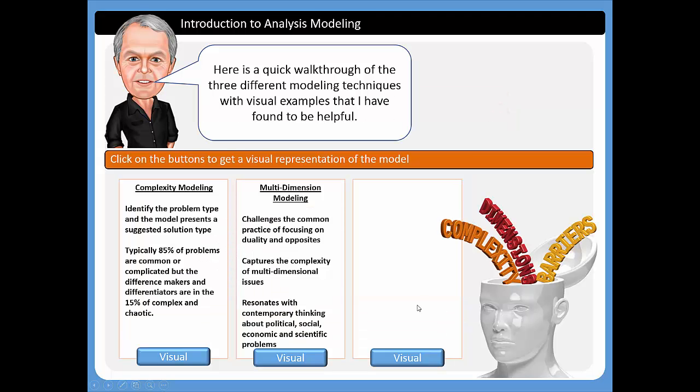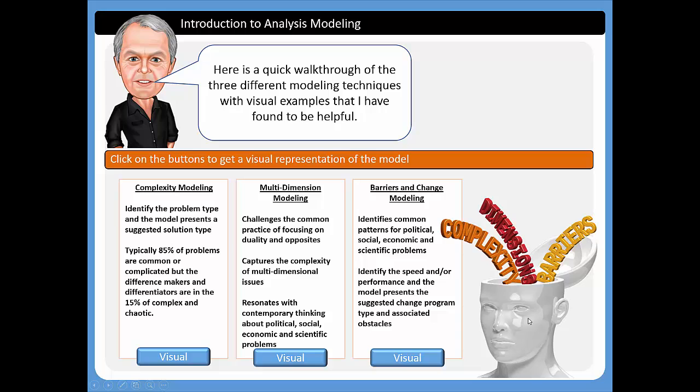The last one we're going to talk about is barriers and change modeling. This identifies common patterns for political, social, economic, and scientific problems, which was something that was discovered that we found to be very unusual and different. When you get into the common patterns, no matter what problem type, the patterns are very similar. We'll go through that in a minute. I'll show you an example. The thing here is that you identify the speed and or performance criteria that you want, and the model will present the suggested change program type and the associated obstacles.